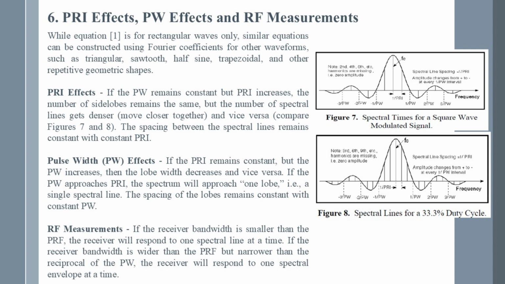Pulse width, PW, effects. If the PRI remains constant, but the PW increases, then the lobe width decreases and vice versa. If the PW approaches PRI, the spectrum will approach one lobe, i.e., a single spectral line. The spacing of the lobes remains constant with constant PW. RF measurements. If the receiver bandwidth is smaller than the PRF, the receiver will respond to one spectral line at a time. If the receiver bandwidth is wider than the PRF but narrower than the reciprocal of the PW, the receiver will respond to one spectral envelope at a time.